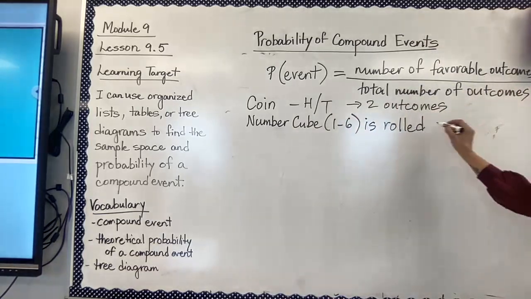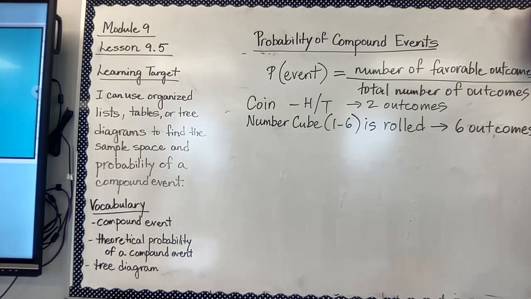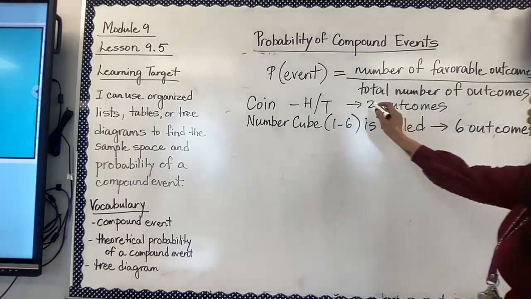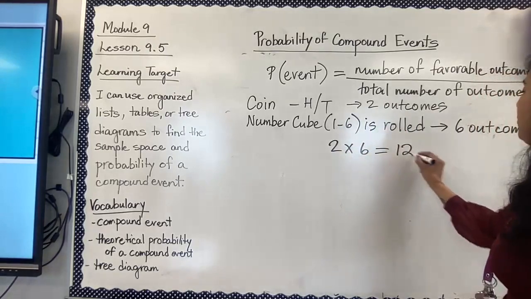We have how many here? We have 6 outcomes here. So look at what it's saying. Number of favorable outcomes over total number of outcomes. So a coin is tossed, then a number cube labeled 1 through 6 is rolled. And then we are going to talk about how many possible outcomes are there. And I've told you it's going to be 2 times 6, which is 12 total outcomes.